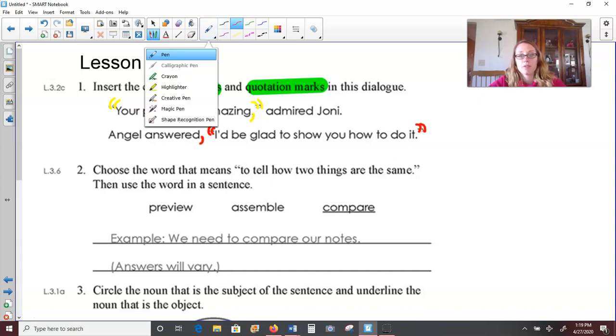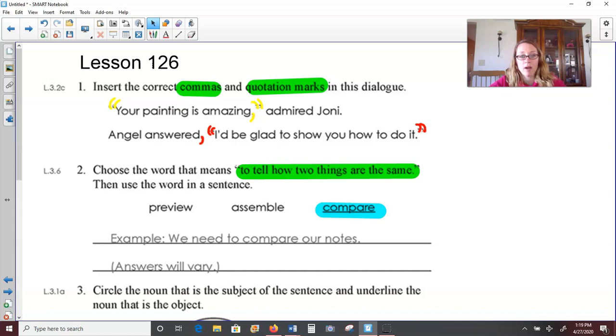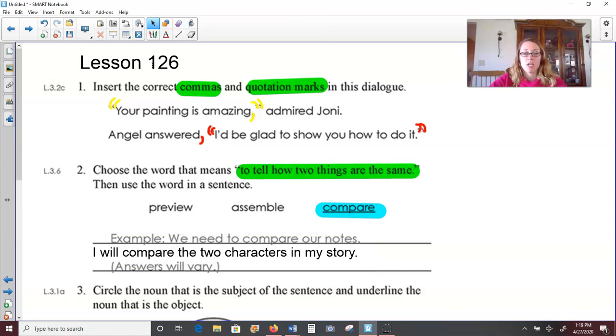Okay, on number 2, we need to choose the word that means to tell how two things are the same. So preview, assemble, and compare. Well, compare tells us how things are the same. Like we need to compare our notes. We need to see if our notes are the same. How about I will compare the two characters in my story. So you can compare characters in a story. You might compare shapes with one another. We did that in math not too long ago.